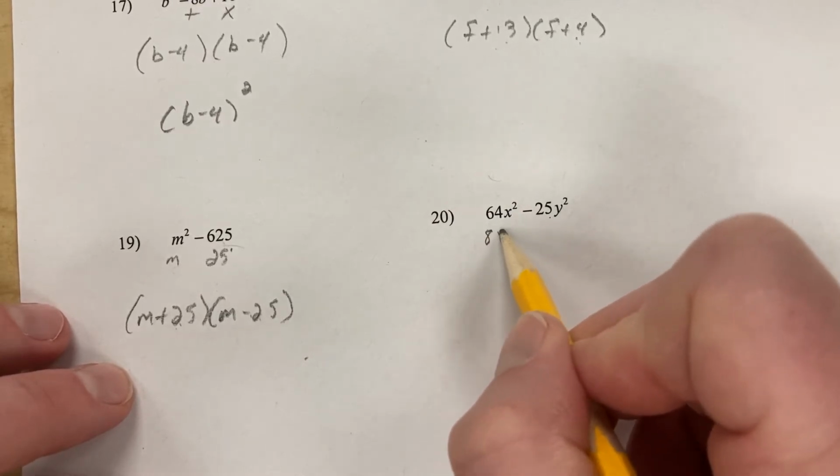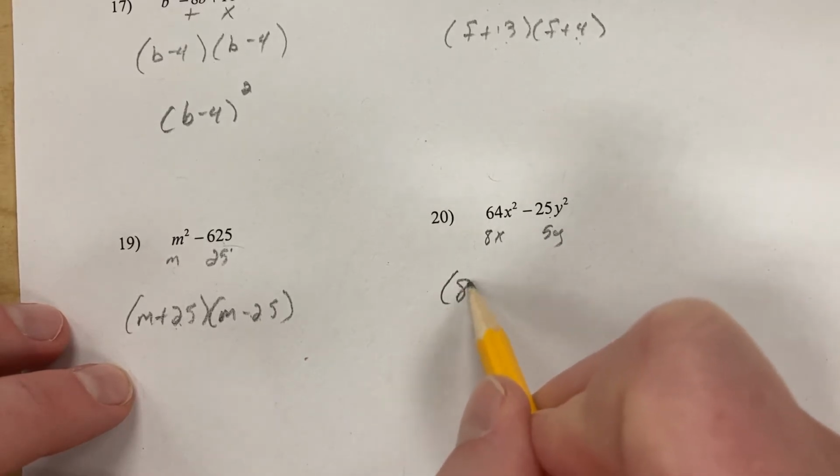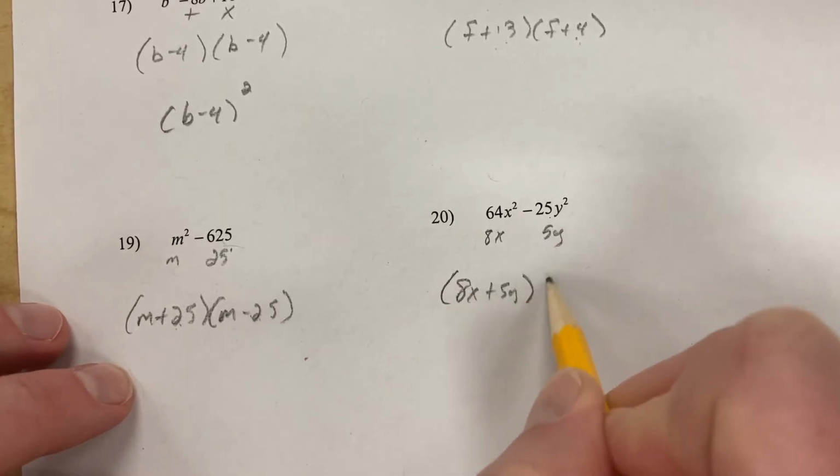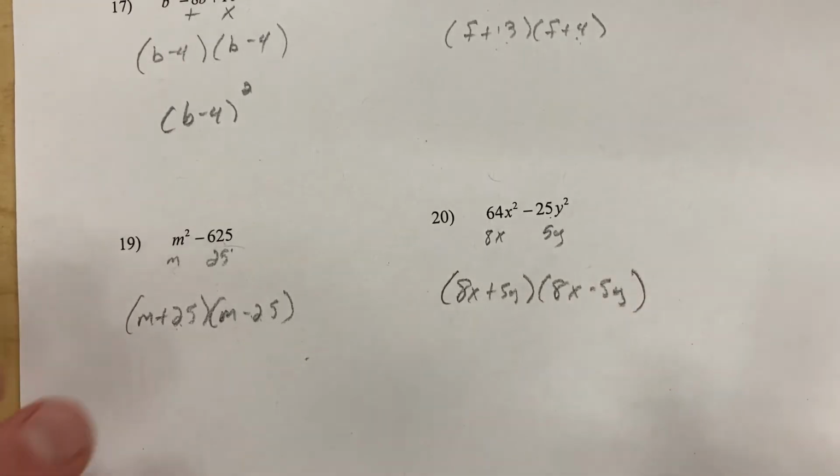And then here's another one similar to that, 64x squared. That's 8x times 8x. This is 5y times 5y. So this is going to be 8x plus 5y and 8x minus 5y. Just kind of using the pattern there.